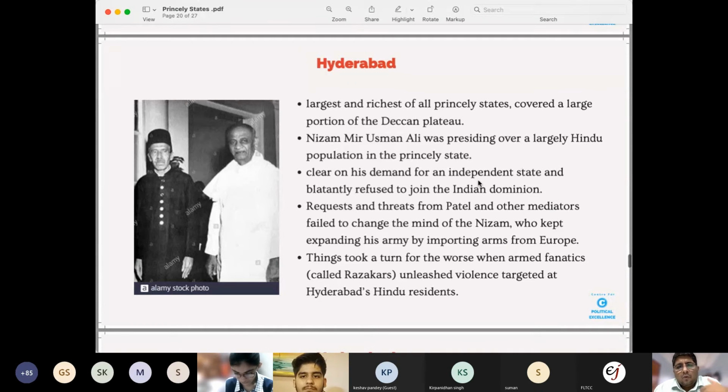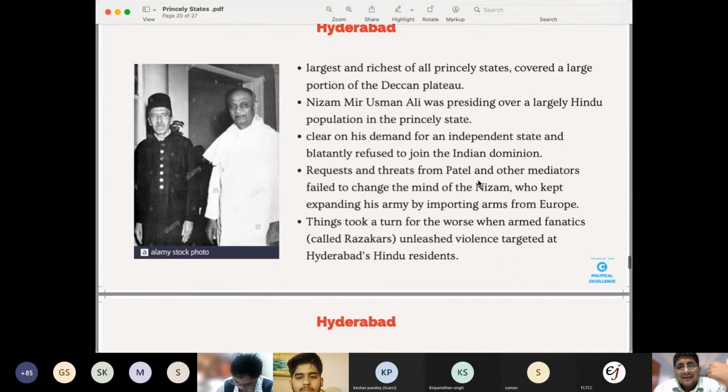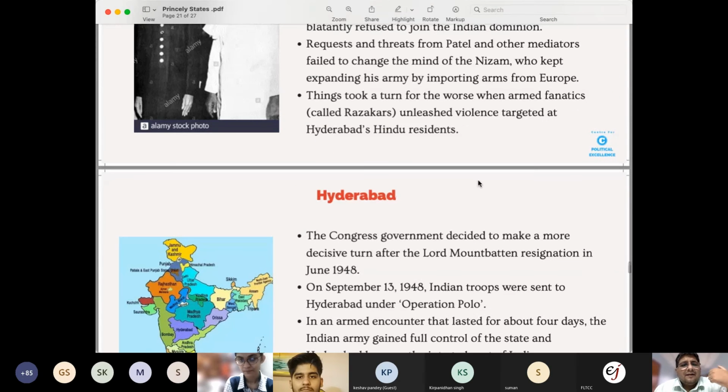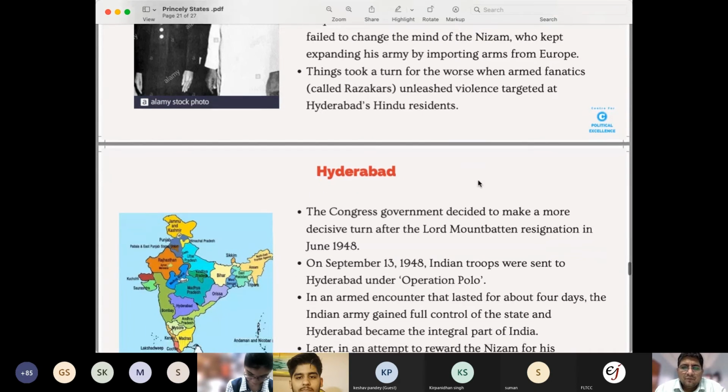When the Nizam had declared that Hyderabad will not join India, the farmers, the peasants, and the communists started a movement in Hyderabad. Looking at that, Qasim Rizvi wanted to suppress that movement, and they called in their own fighters, known as Razakars, in order to suppress the peasant movement and the movement led by the communists.